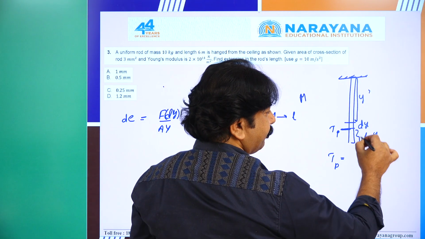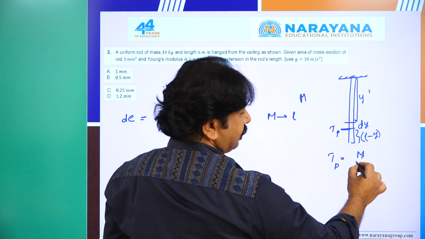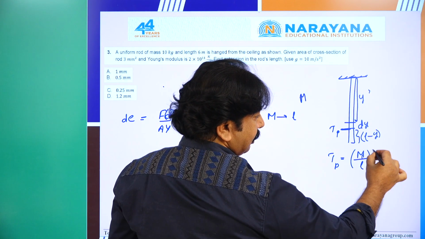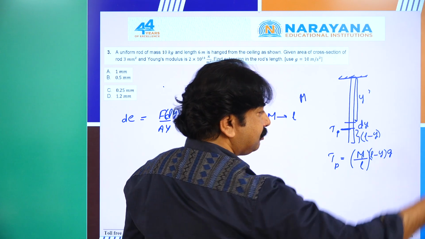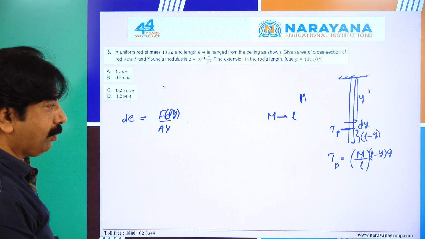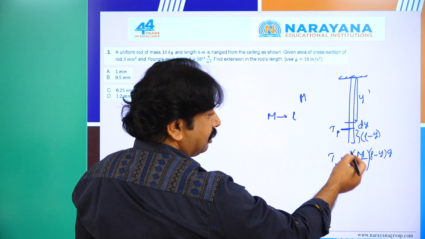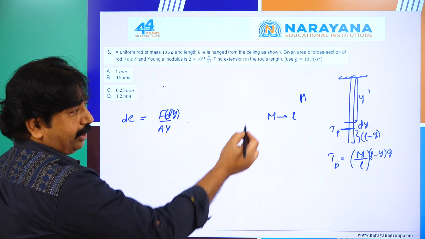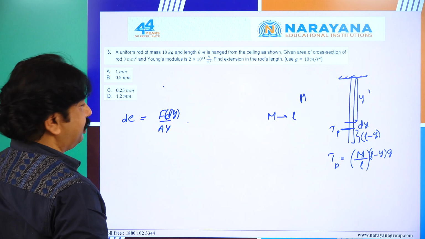This is the length of L minus y only. Now the weight of this part is M by L of (L minus y) into g, which is the tension at the point P. This tension at the point P is the force applied on this element for the elongation. So instead of this force, we have to apply it at that point only.